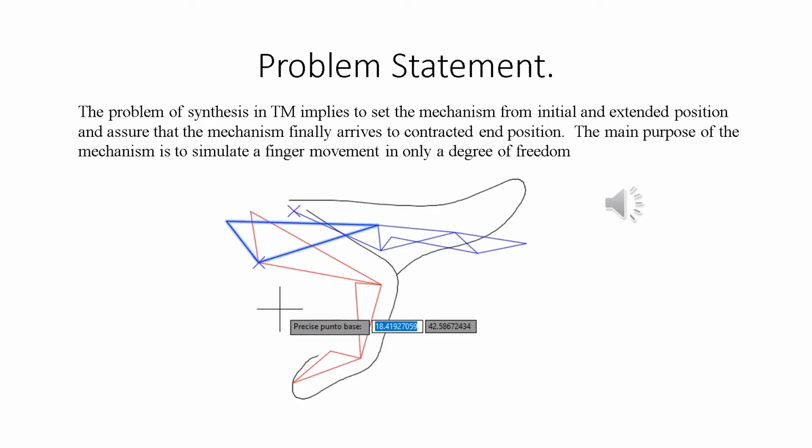The problem of synthesis in the Toronto mechanism implies setting the mechanism from the initial standard position and assuring that the mechanism finally arrives at the contracted end position. The main purpose of the mechanism is to simulate a finger movement in only one degree of freedom.